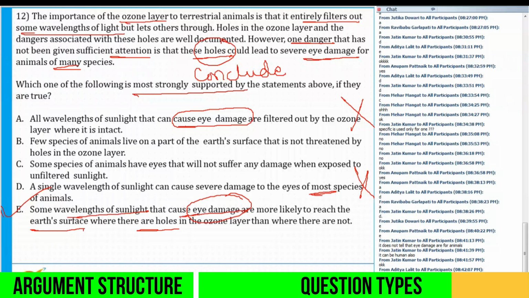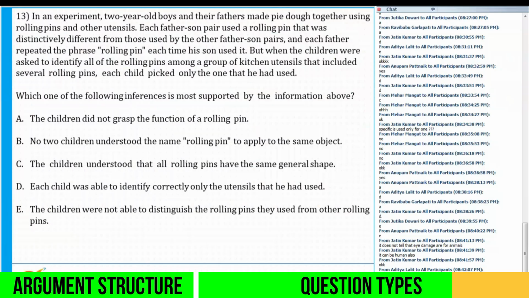Okay, two more questions to go. Question number 13 and question number 14. Interesting questions, number 13 and 14. 13 is interesting. In an experiment, 2-year-old boys and their fathers made pie dough together using rolling pins and other utensils. Each father-son pair used a rolling pin that was distinctively different from those used by the other father-son pairs. And each father repeated the phrase rolling pin each time his son used it. But when the children were asked to identify all of the rolling pins among a group of kitchen utensils that included several rolling pins, each child picked only the one that he had used.